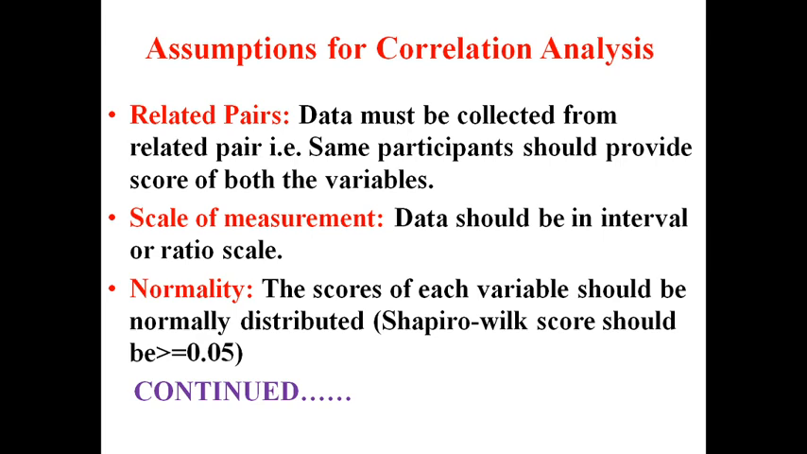Then the normality. The scores of each variable should be normally distributed and we'll check it through the Shapiro-Wilk score. That value should be greater than 0.05. You will see it in SPSS.